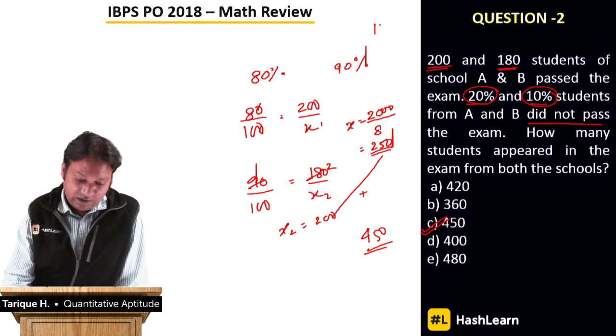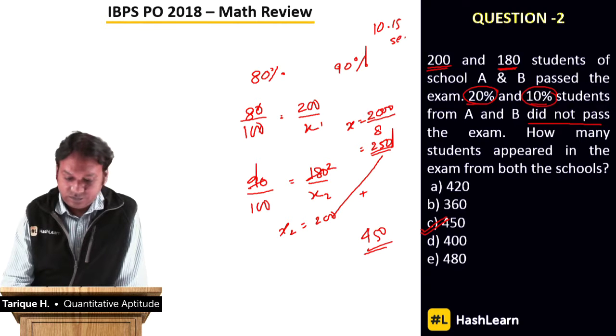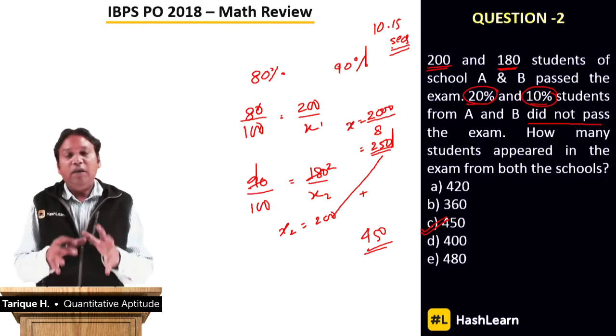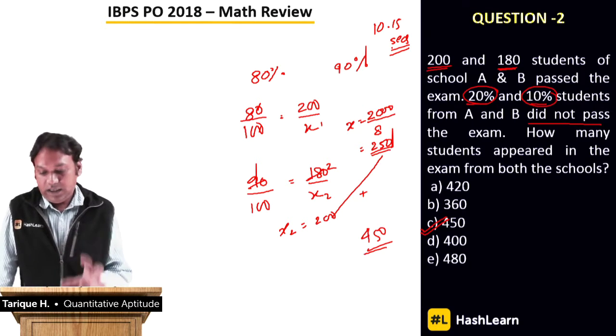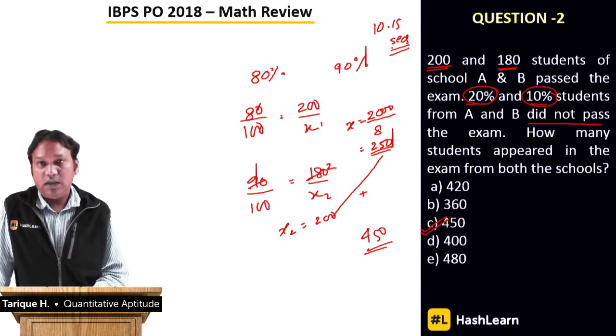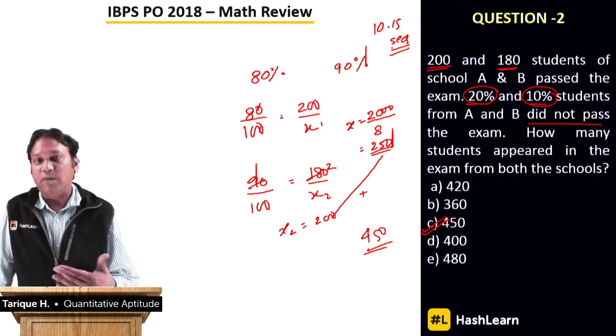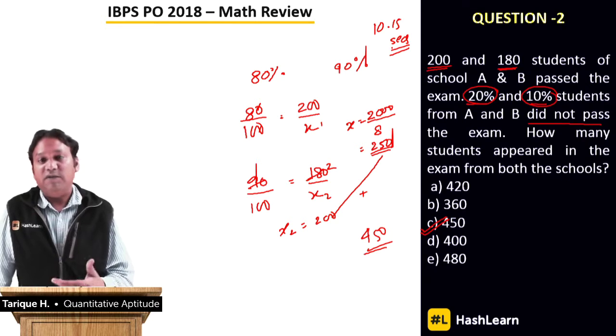Again, this question should not take more than 10 to 15 seconds to solve, if you know the right way. So read the question and understand what is exactly given in the question. They're saying that 200 and 180 students of schools A and B passed the exam respectively. So 200 students passed from A and 180 students passed from B.